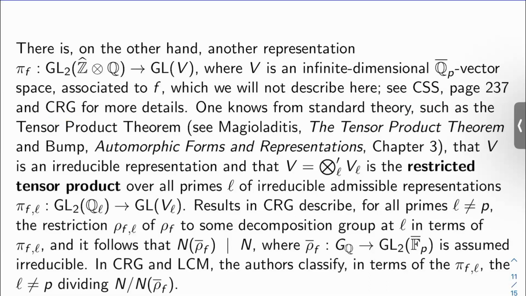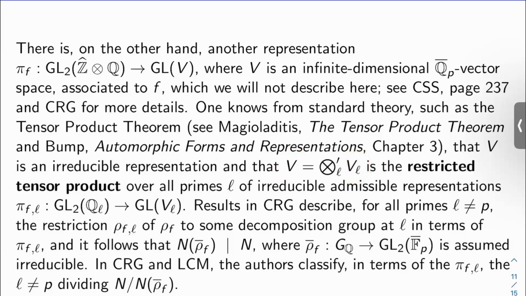From standard theory, such as the tensor product theorem, which is a great reference for that, and also Bump's Automorphic Forms and Representations, chapter 3, V is an irreducible representation, and you can break V down via a restricted tensor product into V_l's in a nice way.